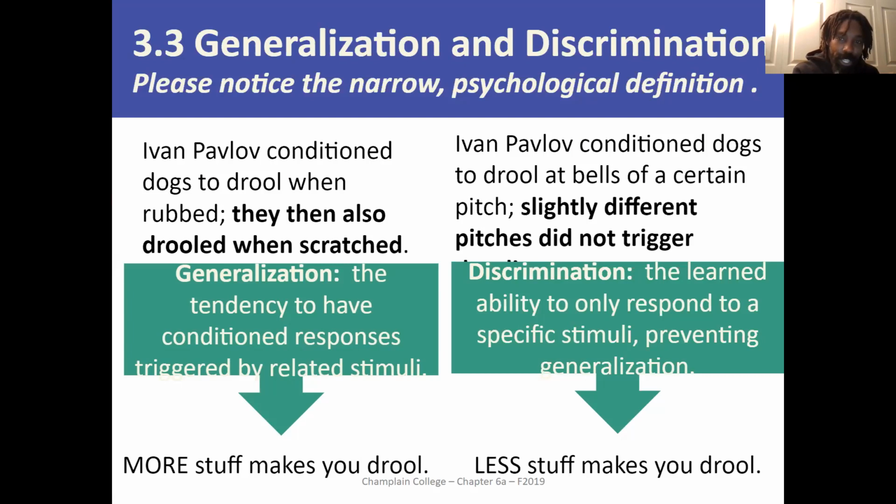It's not specific. In discrimination, look at it as the opposite. It's actually really, really specific. So here, dogs are conditioned to drool at bells of a certain pitch. In discrimination, there's the learned ability to only respond to that specific pitch, and discriminate, or not respond to, other stimuli that might be similar. So I understand that the terms are very similar, but they're also in some way the opposite of one another.